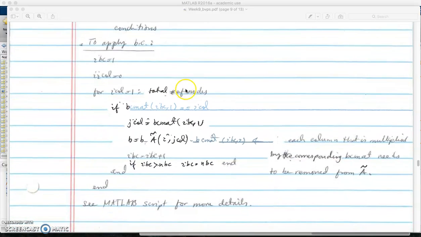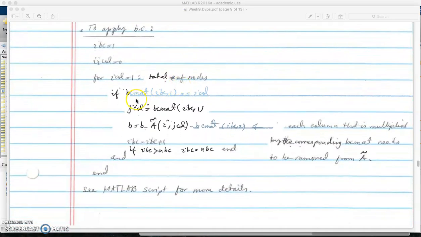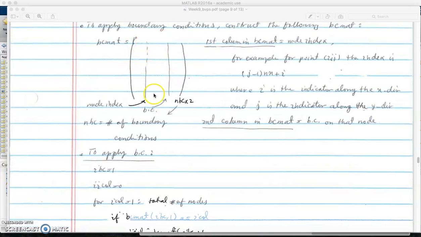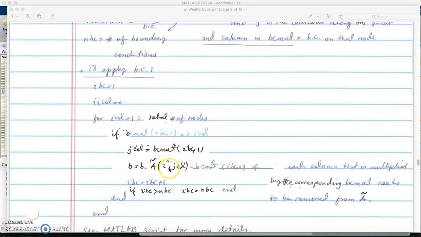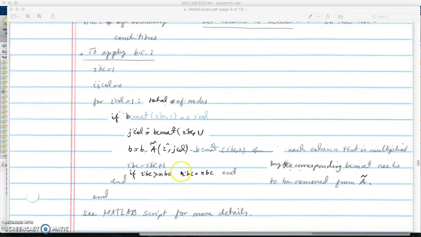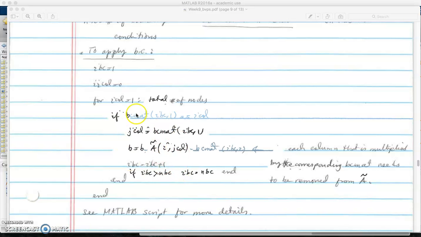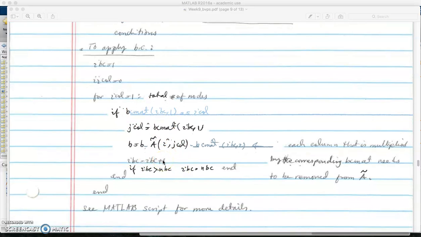Then you create a loop, and then you go over the rows of this vector, and then you ask what is the index of this boundary point, and then what is the value of that. Then you go to the A matrix, you multiply the column corresponding to that index by the B value, you move it to the right side, and say your B is going to be the current B minus the contribution from the A matrix. So you go over all the boundary points like this, and then you calculate the B.